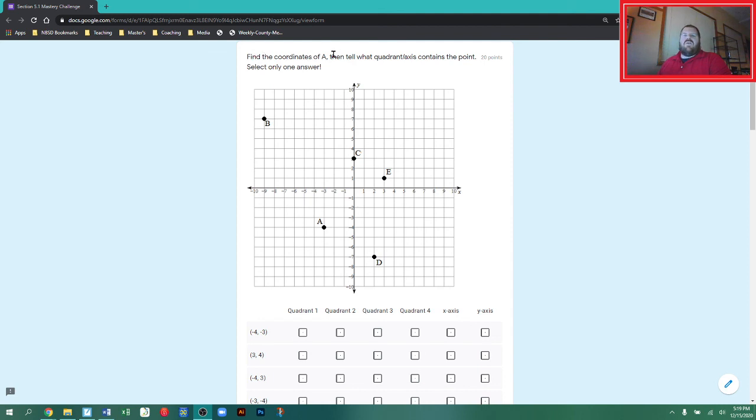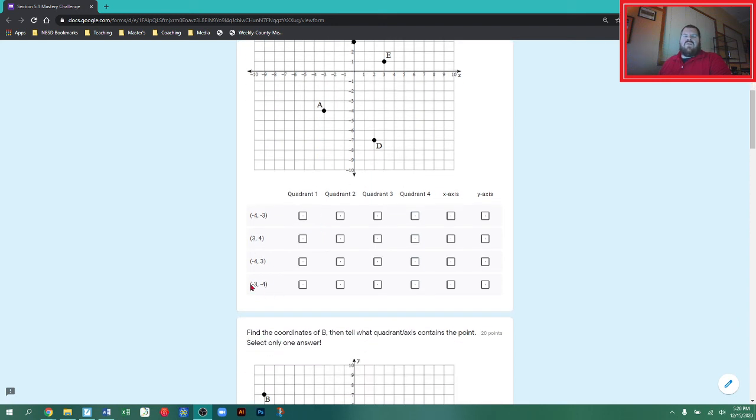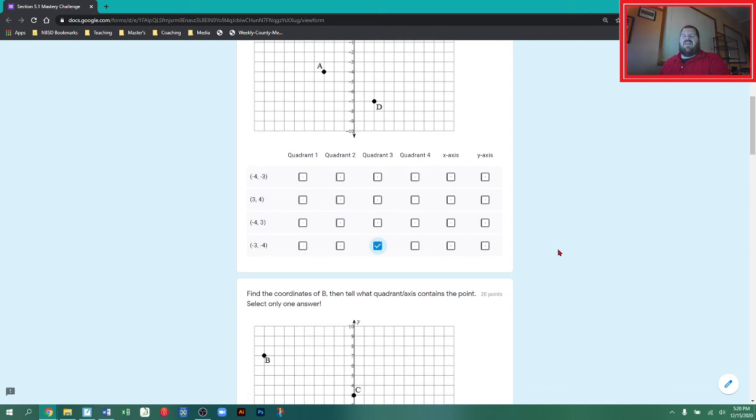It says find the coordinates of A, then tell what quadrant or axis contains the point. Select only one answer. So where is A? A is right here, and it's at -3, -4. So it's at -3, -4, and what quadrant is that in? That's in quadrant 1, quadrant 2, quadrant 3. So we would say right here, that would be our answer. That would be the only box that we check. And getting that box right will give you all the points.